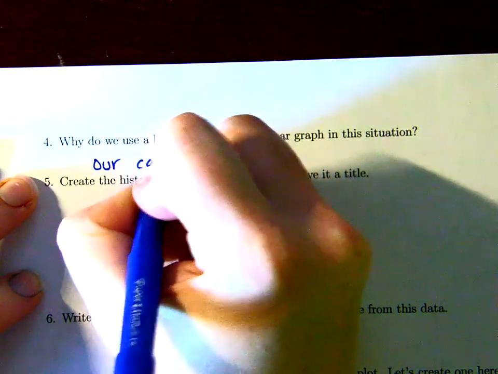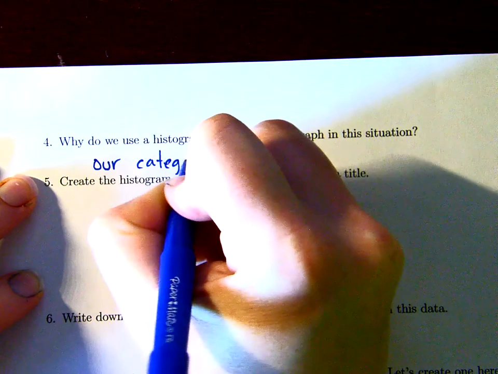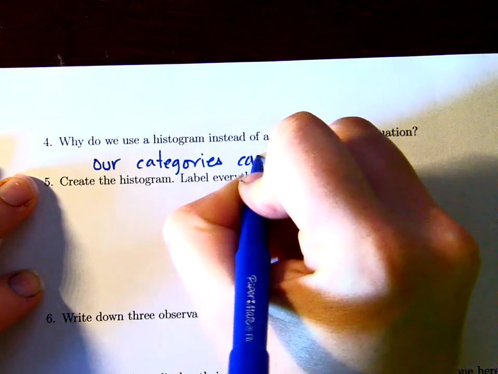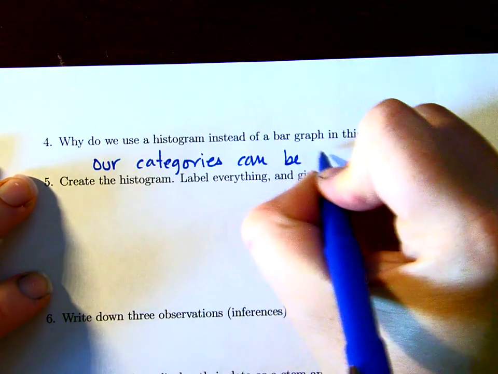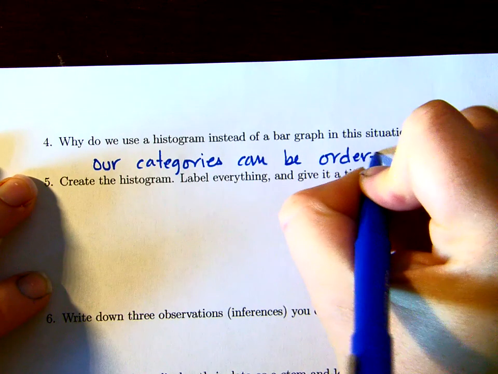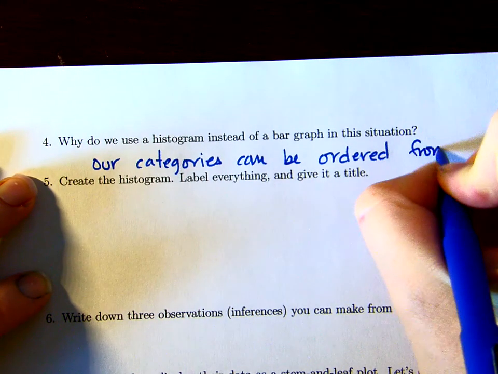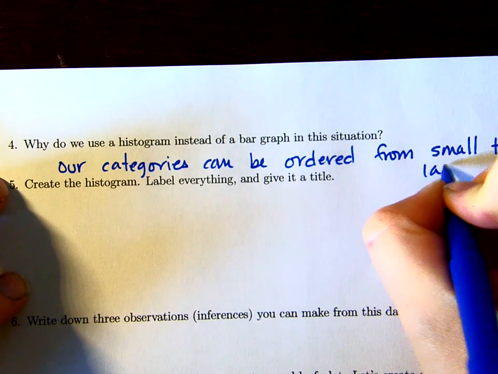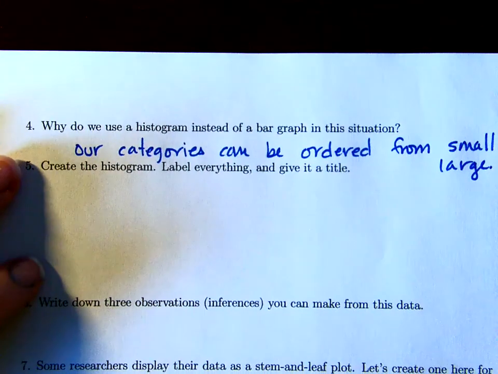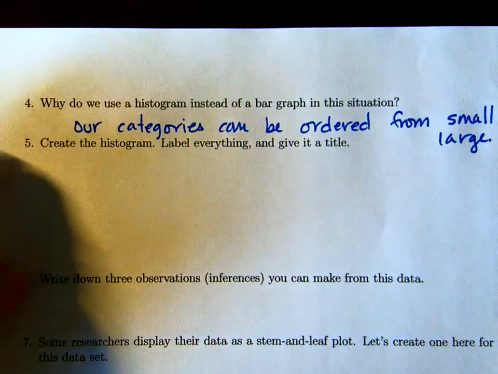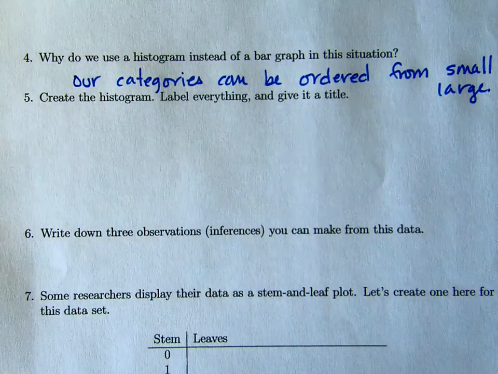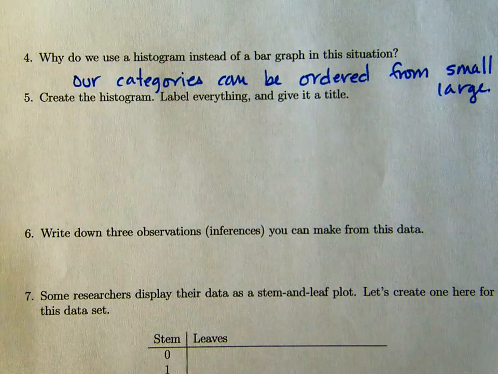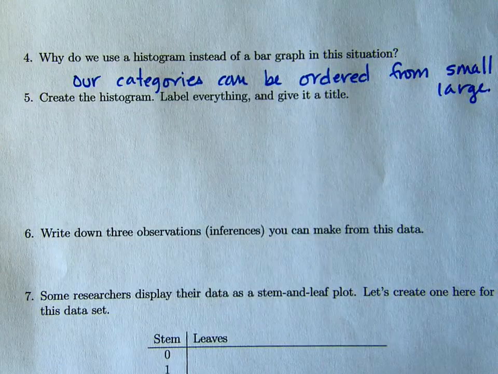Our categories can be ordered from small to large. That's why we are using a histogram instead of a bar graph. Create the histogram, label everything, and give it a title.